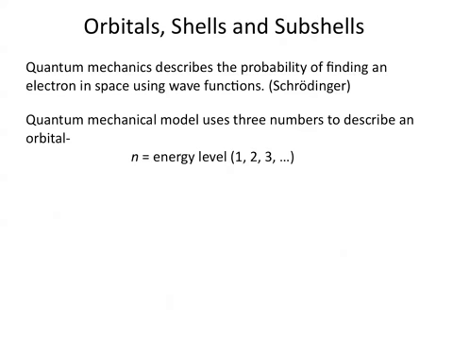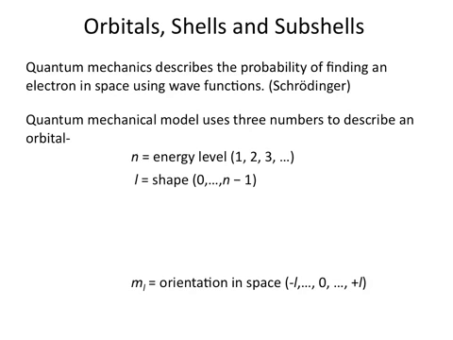Now the energy level has an integer value starting with 1. The second quantum number is l, and that's equal to the shape or subshell of an orbital. And so l can have any value from 0 to n minus 1. The shapes of orbitals are denoted s, p, d, and f, and we'll talk about those more in just a minute. m sub l is equal to the orientation in space of an orbital. And so the value for m sub l ranges from negative l all the way to positive l.